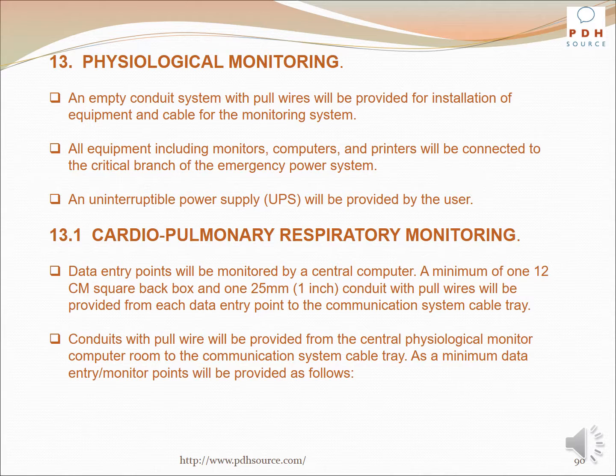In the cardiopulmonary respiratory monitoring system, data entry points will be monitored by a central computer. A minimum of one 125 mm (1-inch) conduit with pull wires and a 12 cm square box will be provided for each data entry point to the communications system cable tray. Conduits with pull wire will be provided from the central physiological monitor computer room to the communication system cable tray. As a minimum, data entry monitor points will be provided as follows.